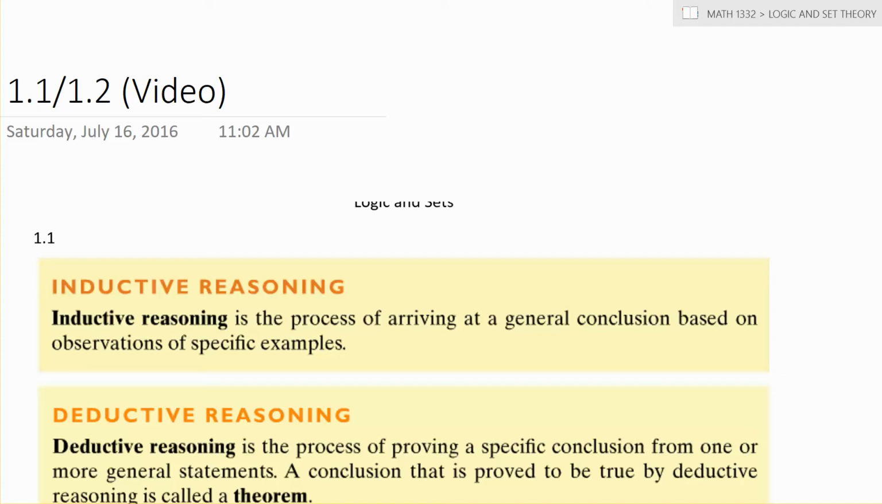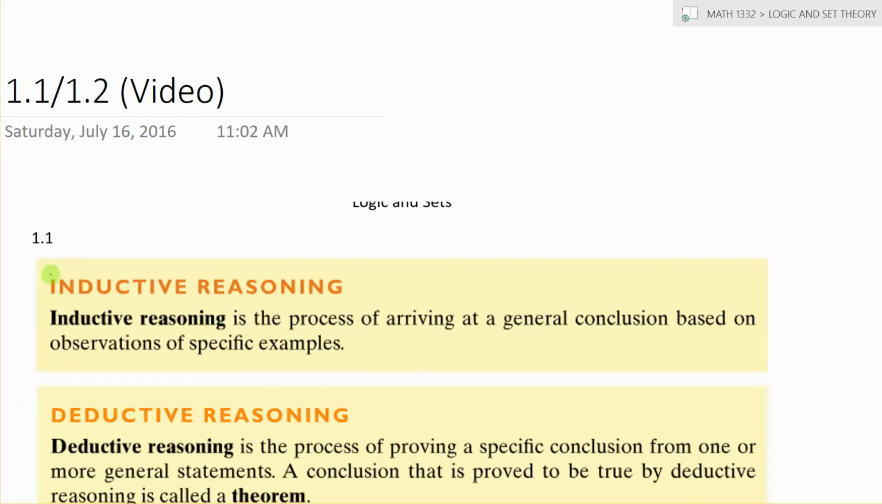We are going to talk in section 1.1 about two different kinds of reasoning. The first one we're going to look at is inductive reasoning. Inductive reasoning is the process of arriving at a general conclusion based on observations of specific examples. So it is from specific to general.